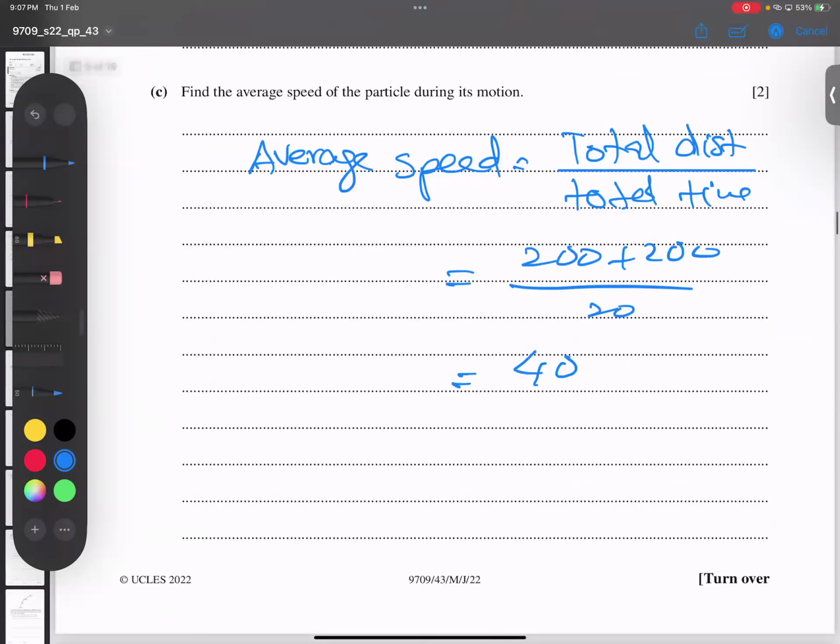So 400 by 20, cancel. I got 20 meters per second as the average speed of the whole journey.